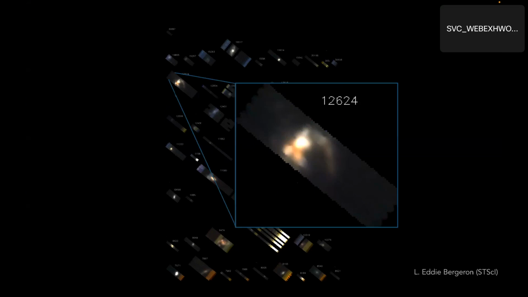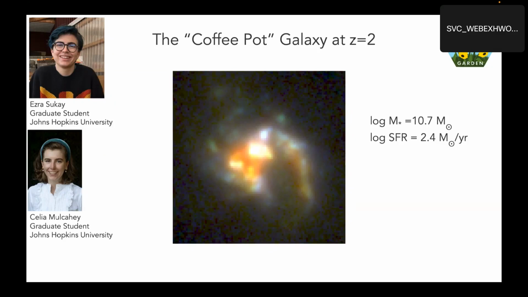I'm just walking through one of the steps. Okay, so this is the coffee pot galaxy. This is kind of easy. One object. We thought this was a fun merger, and we're going to write it up.